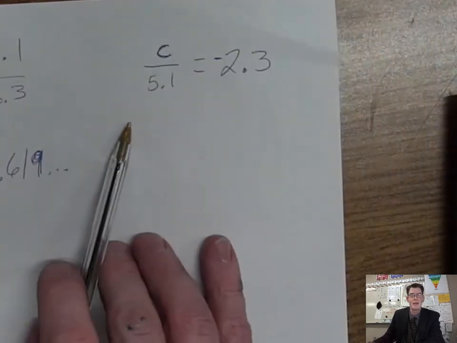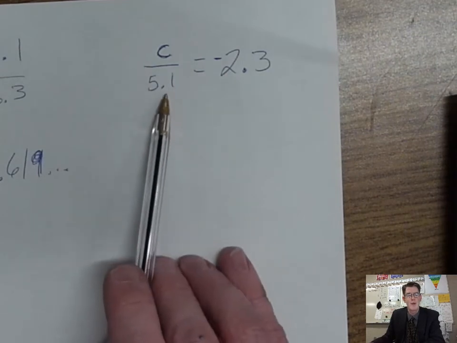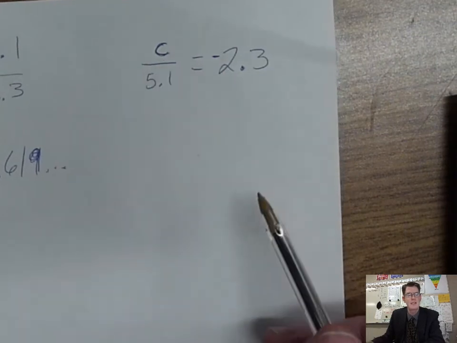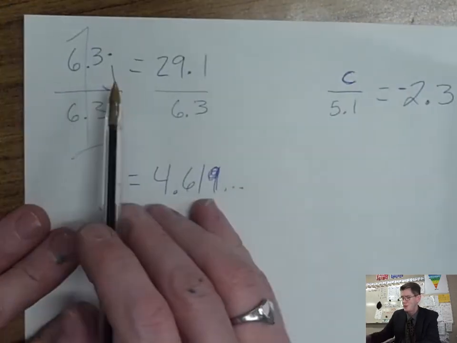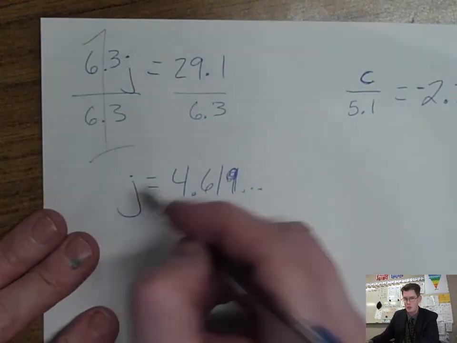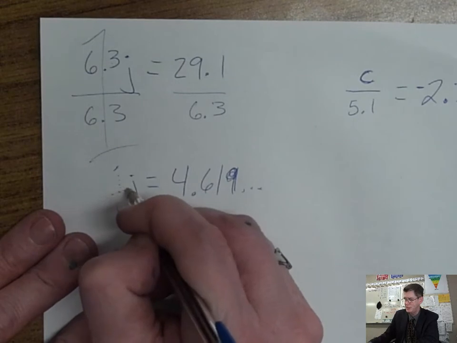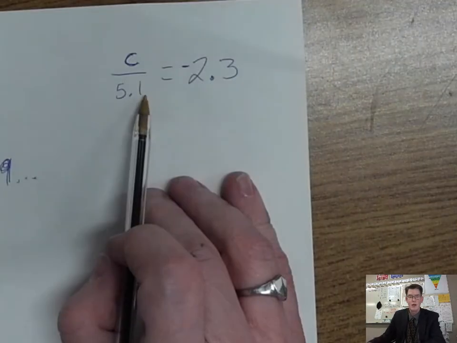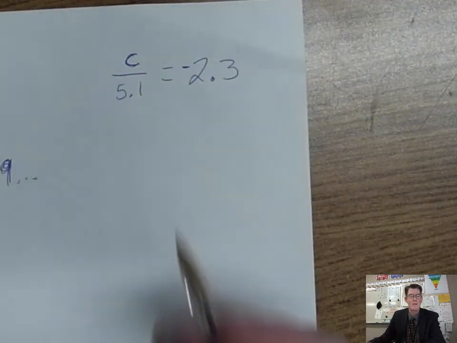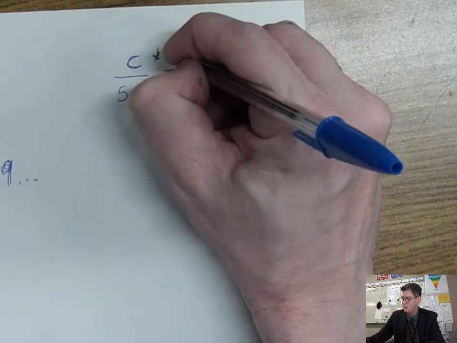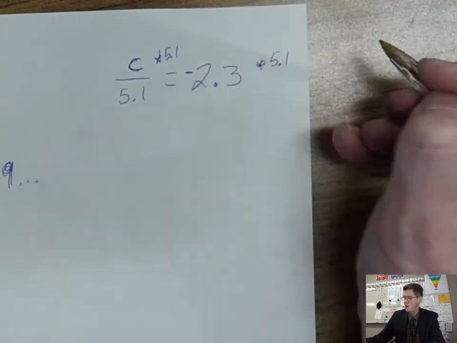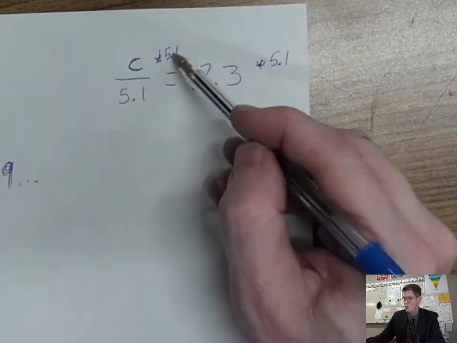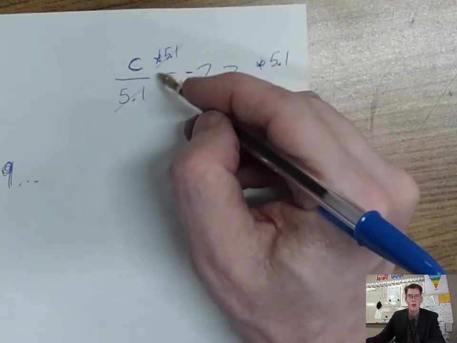Okay, and then here, the same thing with the division problem. If we have a 5.1 that's divided onto the c, we want to get that c all by itself. So just like here, we were able to get a 1 onto the j, and we never write it because we're lazy and we don't want to take the time. The way to get rid of this divided by 5.1 is by multiplying by 5.1 on both sides of the equation. Because when you multiply this by 5.1, those both go to 1.